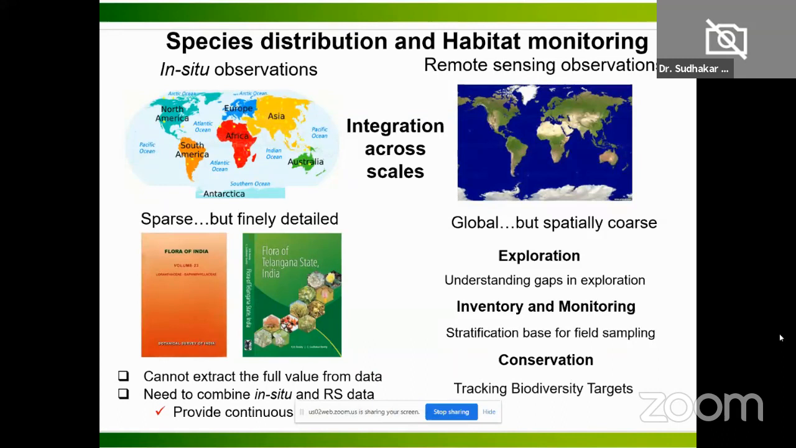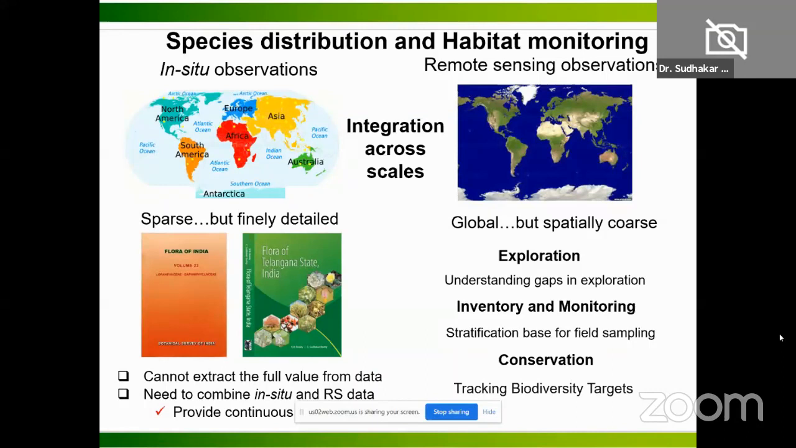Whereas remote sensing observations are global in nature, they provide detailed information on a day-to-day basis. Because of technological development, we can even see the Earth more than 4 times in a day by using different sensor systems. So even though it is spatially coarse, we can identify habitat condition, habitat status, habitat improvement, habitat degradation. And further, there is a lot of development in sensor technology. Now we have sensors which can identify with better resolution, at the centimeter level and meter level. So we can make use of remote sensing for identification of species and plant communities. We can even use remote sensing data to identify gap areas.